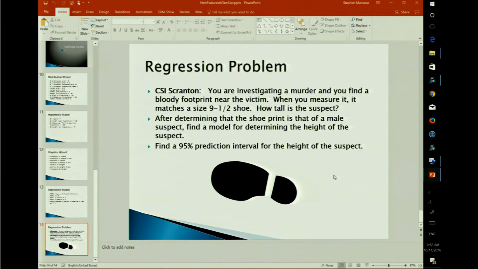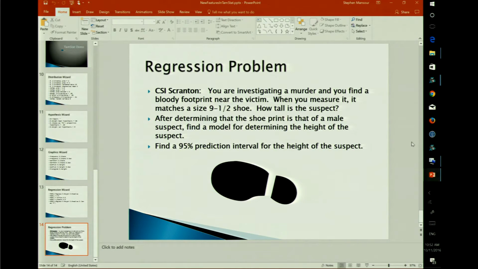Here's a regression problem. CSI Scranton, you are investigating a murder and you find a bloody footprint near the victim. When you measure it, it matches a size 9.5 shoe, and you want to know how tall the suspect is. In order to do that, we need to go into TamStat, and we're going to try to find the relationship between shoe size and height.